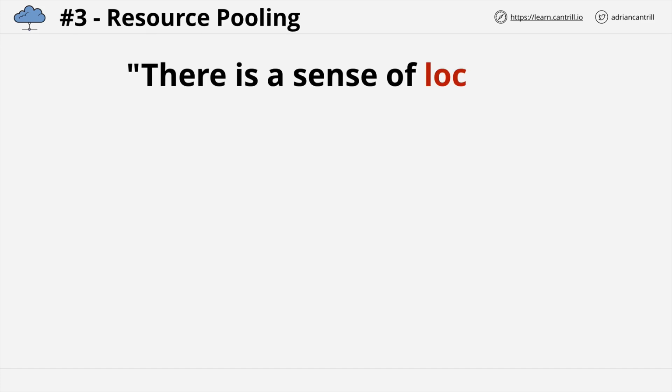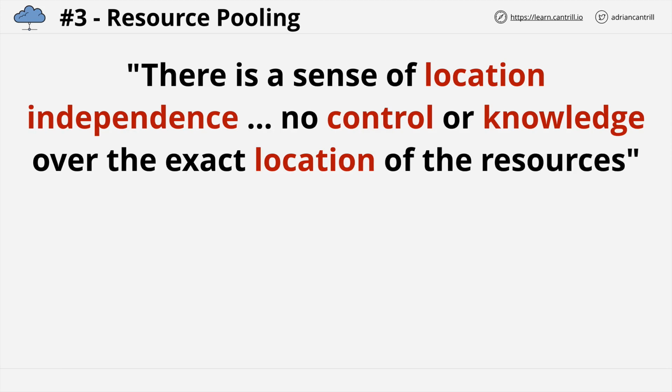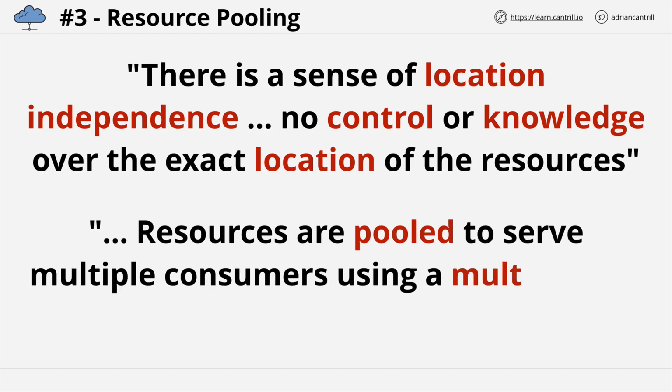Examples of resources in this context include storage, processing, memory, and network bandwidth. Now again, I've tried to simplify this, and I've simplified it into 2 points. First, there is a sense of location independence, no control or knowledge over the exact location of resources. And secondly, that resources are pooled to serve multiple consumers using a multi-tenant model. Now, this characteristic is about abstraction and economies of scale.